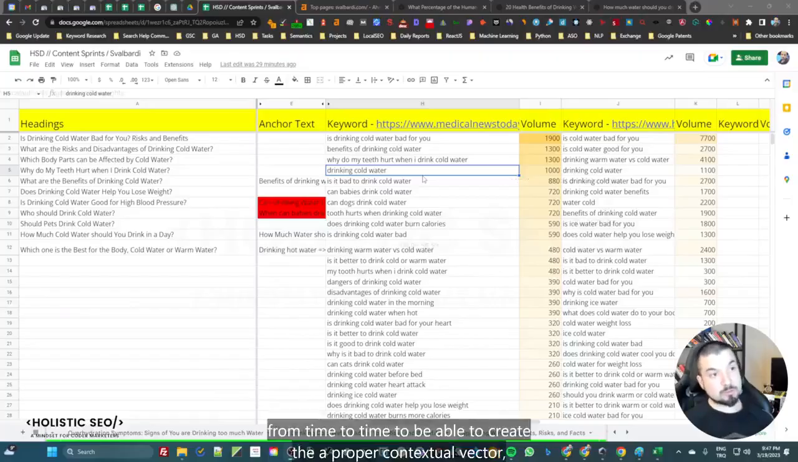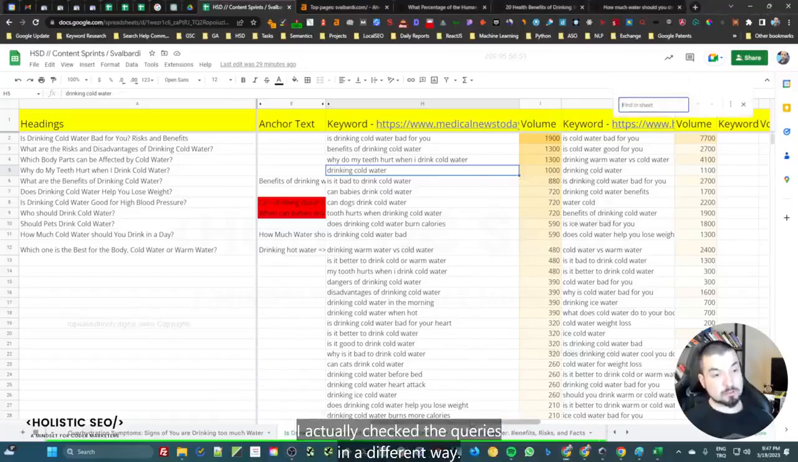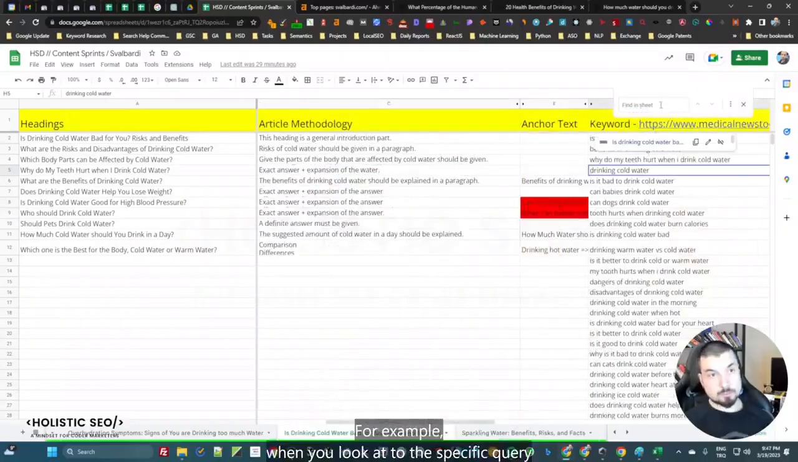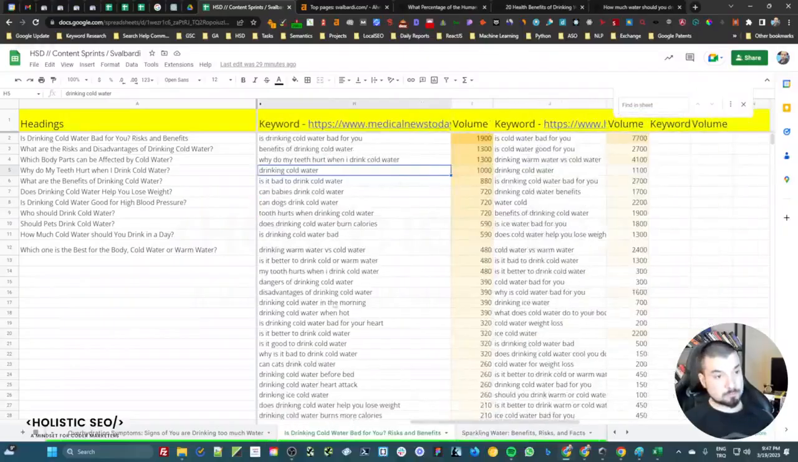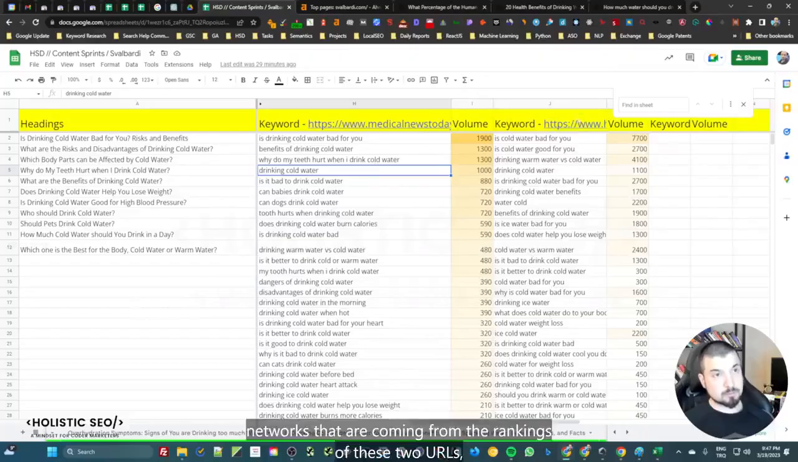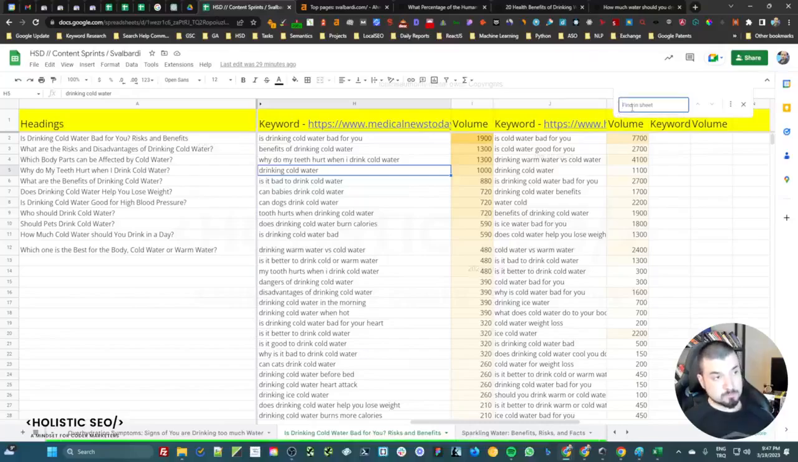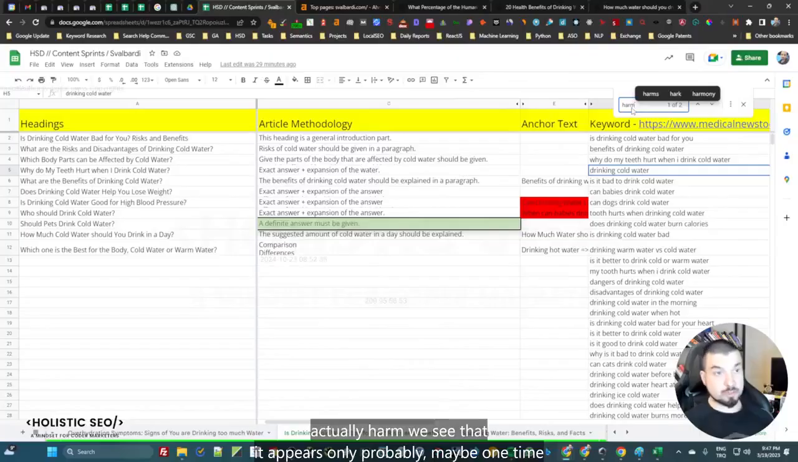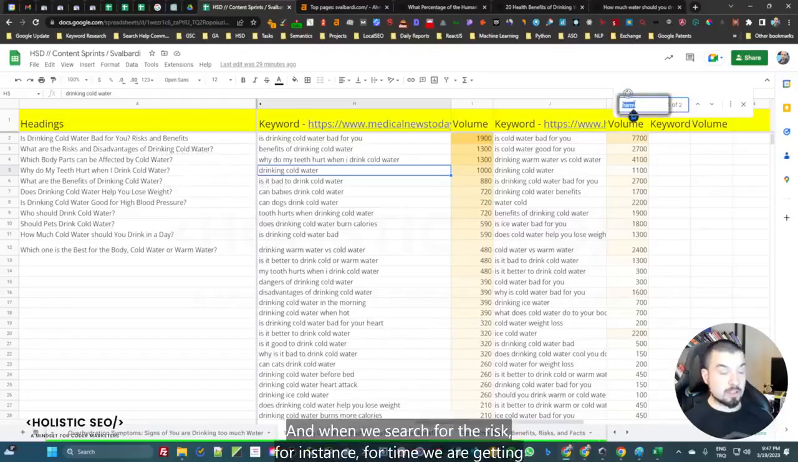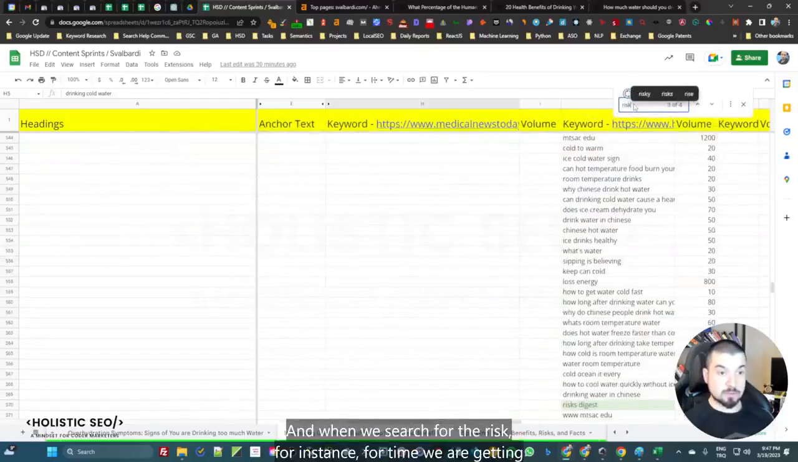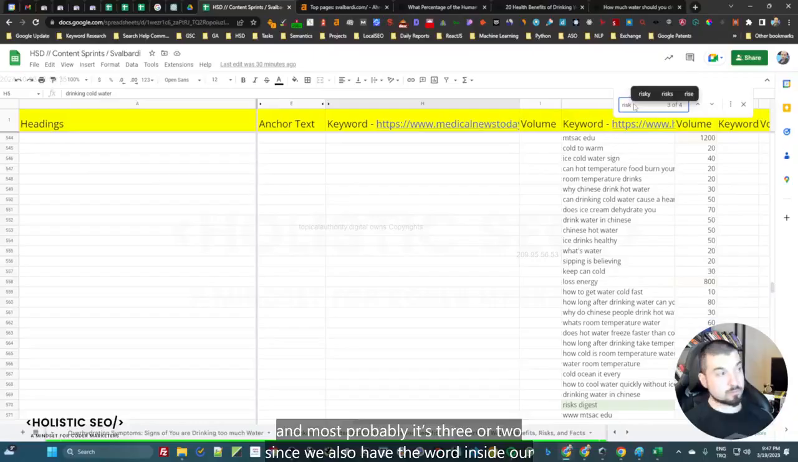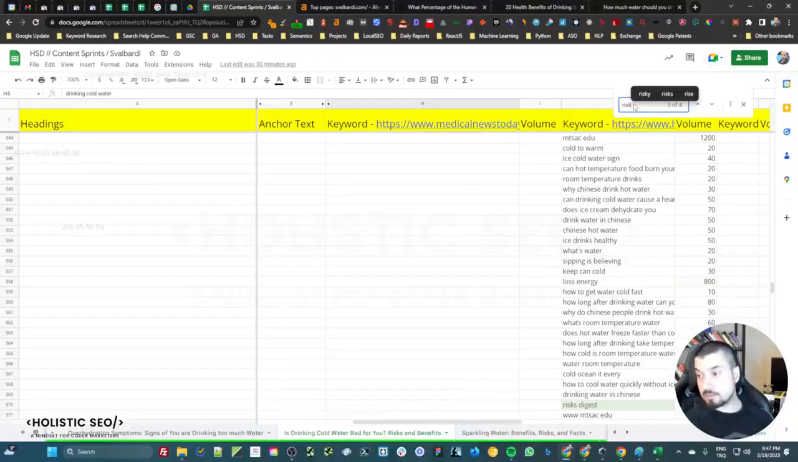From time to time, to be able to create a proper contextual vector, I check the queries in a different way. For example, when you look at the specific query networks coming from the rankings of these two URLs, sometimes you can check the variations of the words and their count inside the queries as well. For instance, when we search for the word actual harm, we see that it appears only maybe one time, and the other one is directly inside our structure. And when we search for the risk, for instance, it appears four times, and most probably it is actually 3 or 2, since we also have the word inside our brief as well.